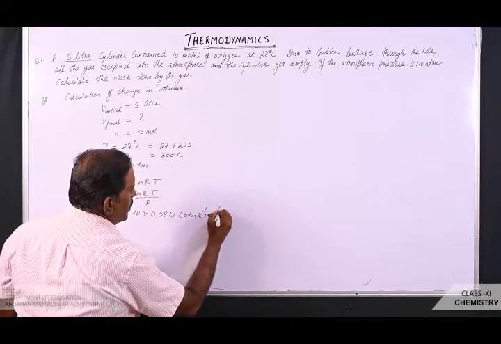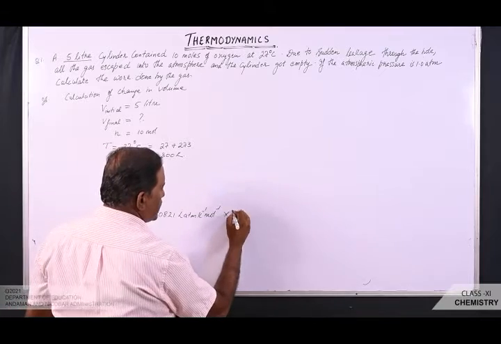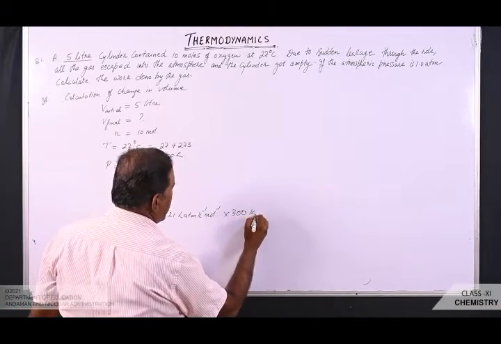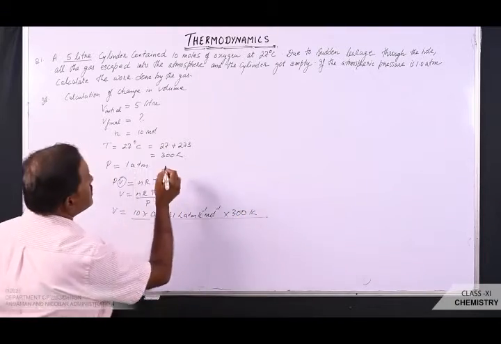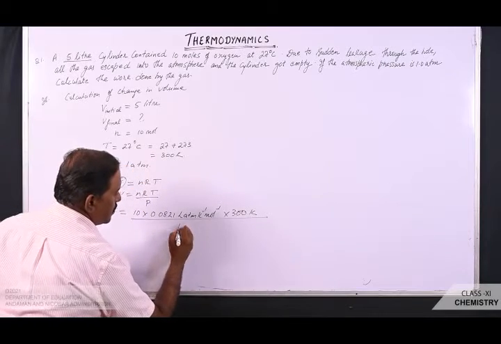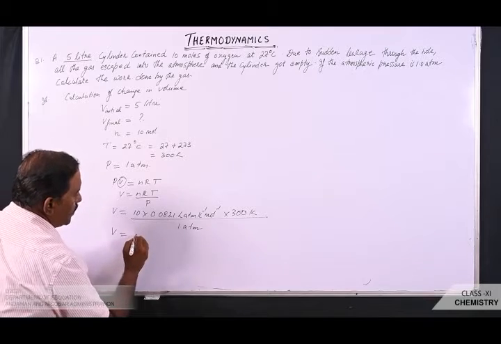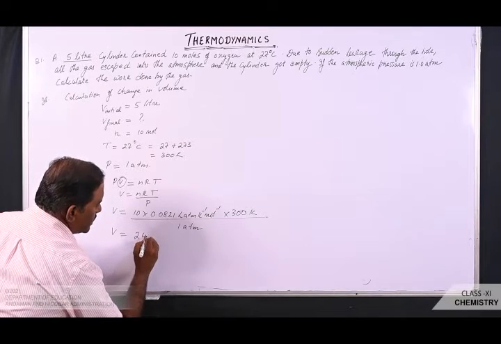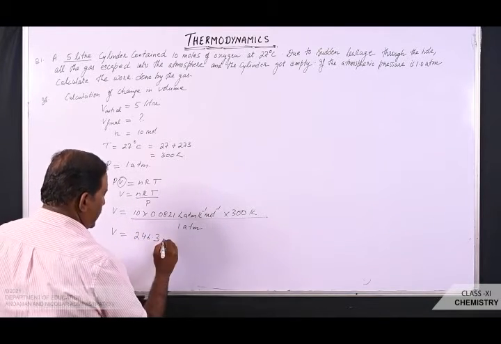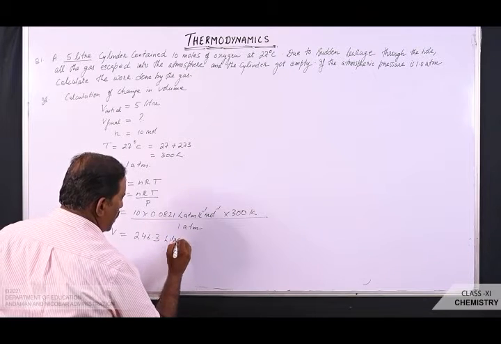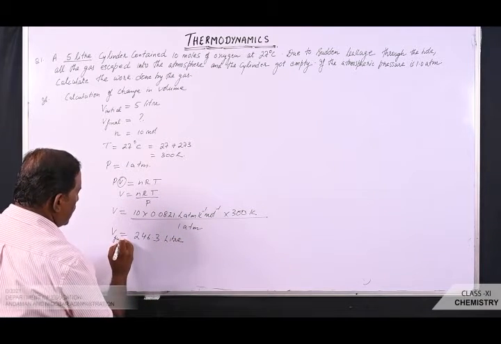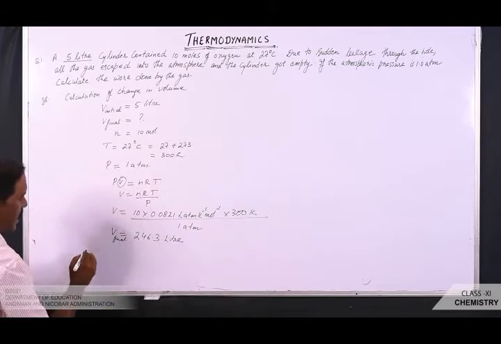This is the unit, temperature 300 Kelvin divided by pressure, here pressure is 180. So when we calculate, the volume will come to be 246.3 liter. So this is the final volume. Now we will see the change in volume.